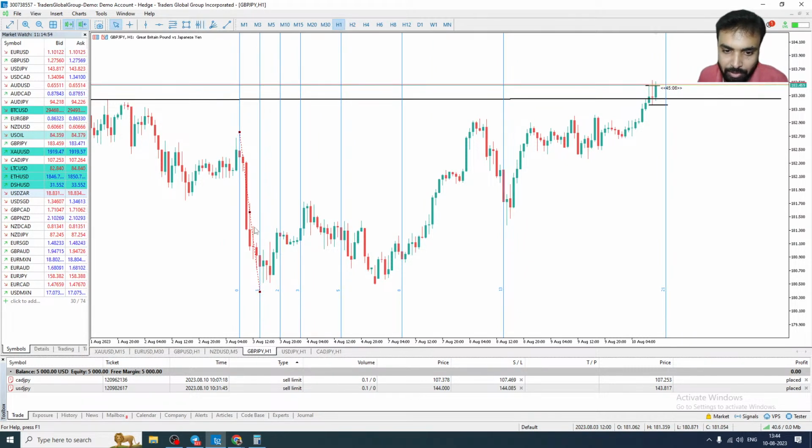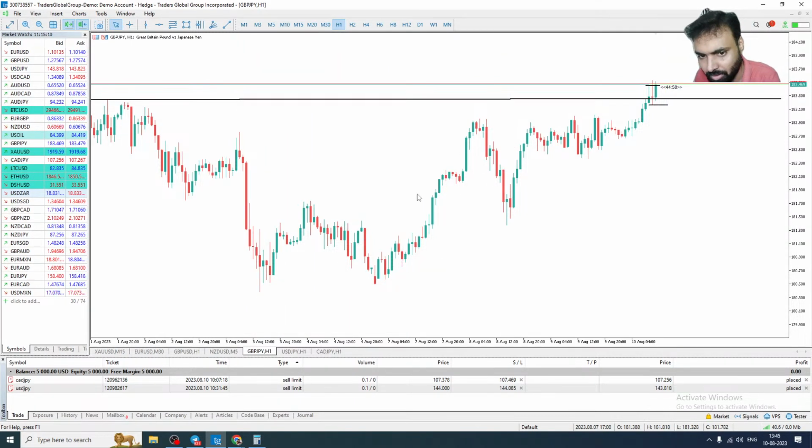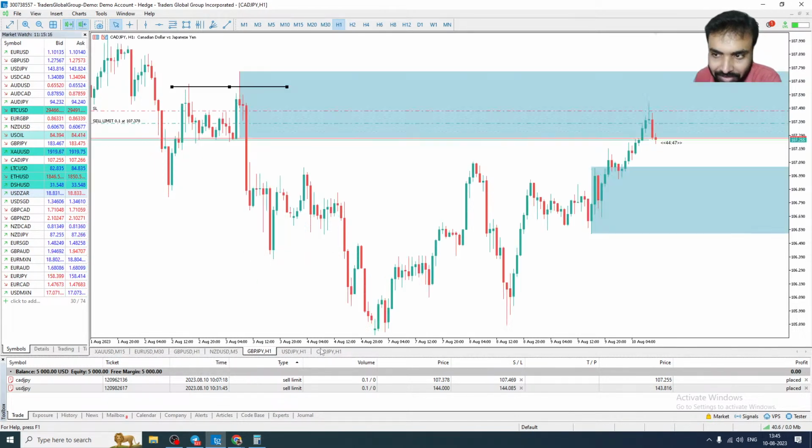So you can see here, swing to swing. When it reaches the next level, it will change its direction. When it reached this level, it changed direction. Reached this level, it changed direction. So something like that you can also use if you want, but I'm not sure how powerful that is.